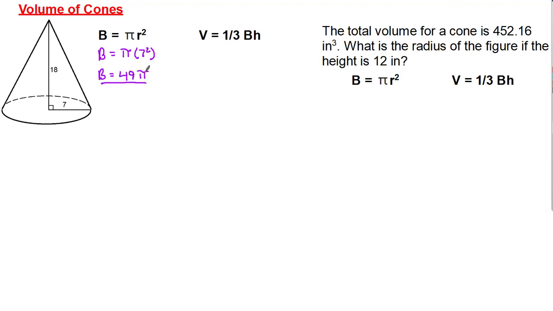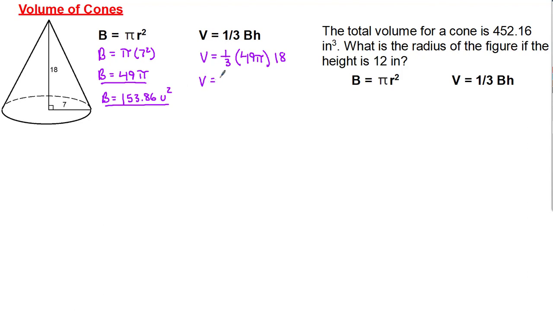Okay, and this is good. I'm just going to go ahead and evaluate it one more time. So if we multiply 49 by 3.14, we're going to get 153.86, and that's going to be units squared. Okay, so I want to use this one because I want to keep it in terms of pi until the very end. So my volume is going to be 1/3. My base area is going to be 49 pi, and my height is going to be 18.